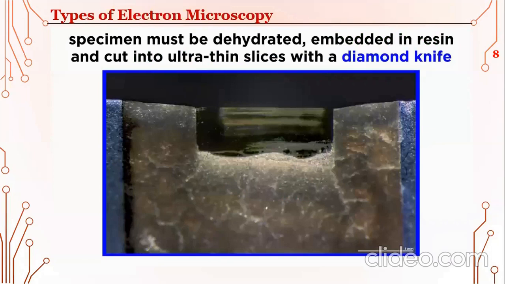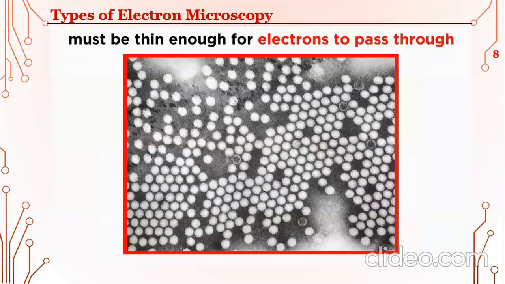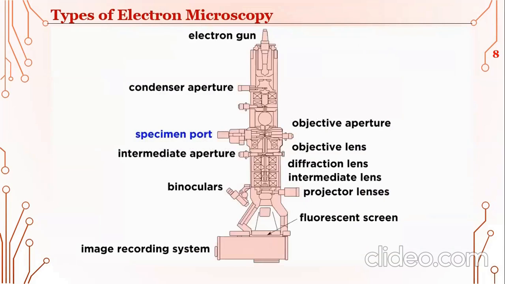For the stained specimen to be viewed by TEM, it must be dehydrated, embedded in plastic resin, and cut into ultra-thin slices with a glass or diamond knife. The sections must be ultra-thin so that the electrons can pass through them. When the specimen is secured in the specimen holder, an electron beam is generated and shot out of the electron gun.